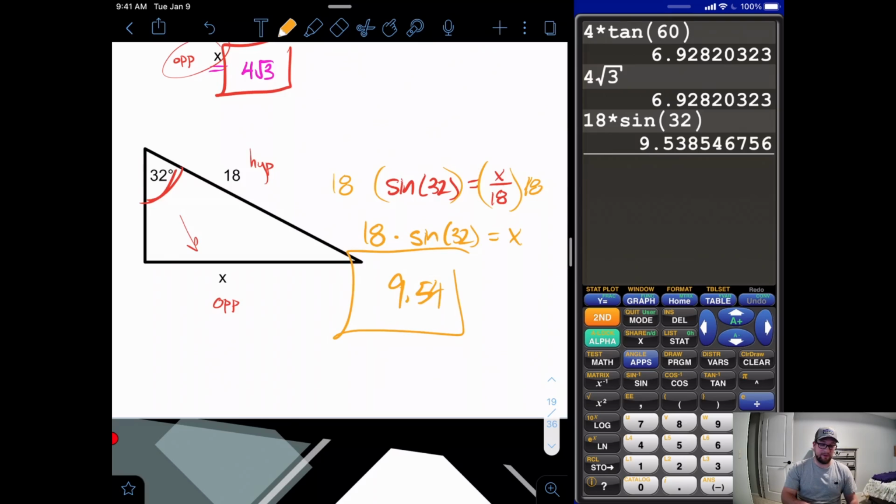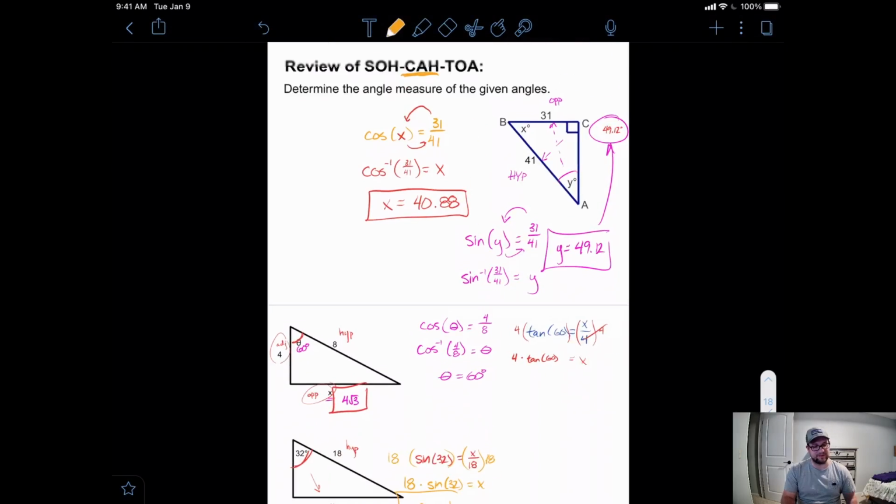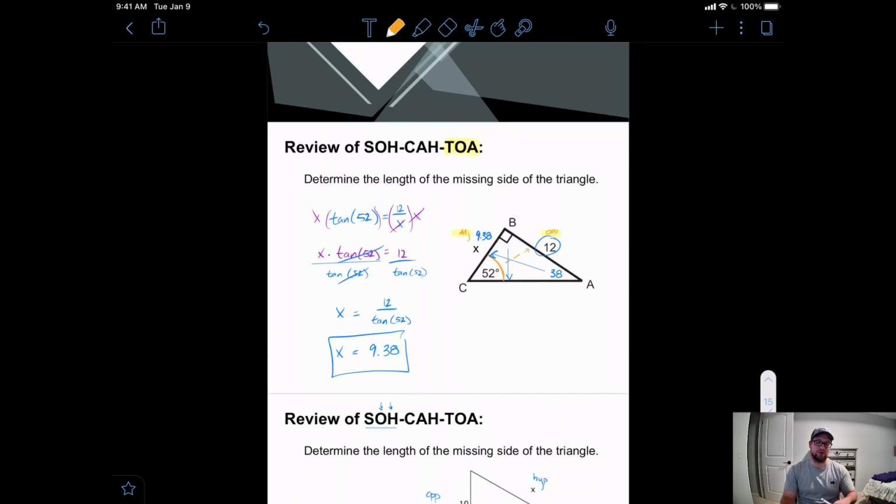That's it, ladies and gentlemen. That is what you need to know and what you need to remember. Remember, a lot of this was already taught to you in geometry, so if you're struggling with this, please make sure you are reaching out and asking for help.